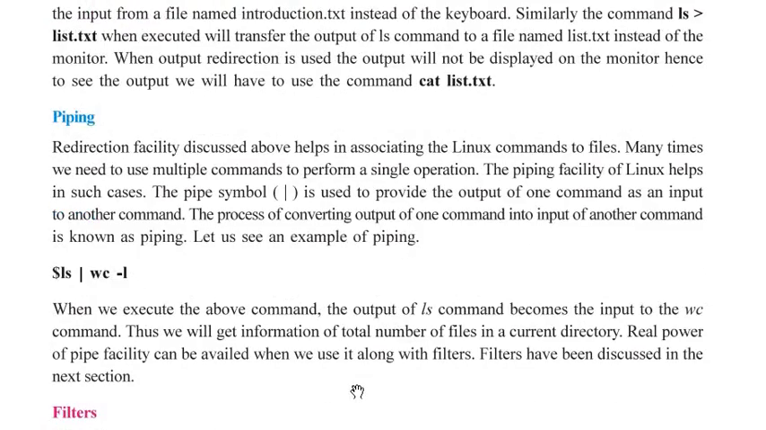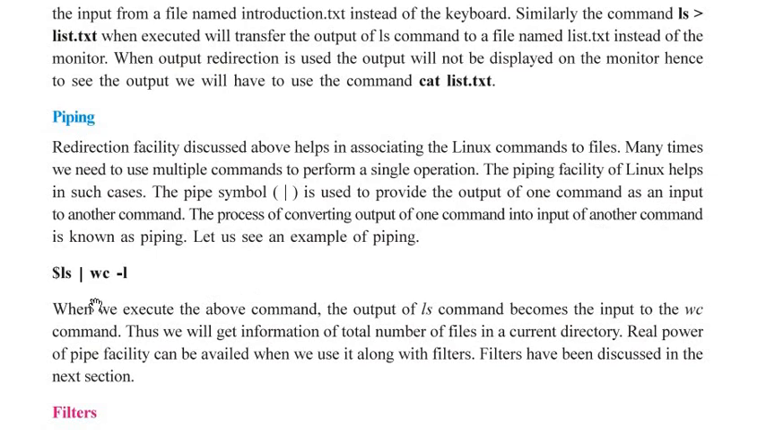Now the next topic is piping. The redirection facility discussed above helps in associating the Linux commands to files. Many times we need to use multiple commands to perform a single operation. The piping facility of Linux helps in such cases. The pipe symbol, that is this vertical line, is used to provide the output of a command as an input to another command. Try to understand the thing.